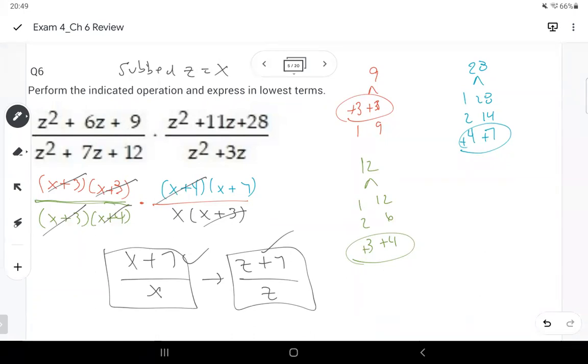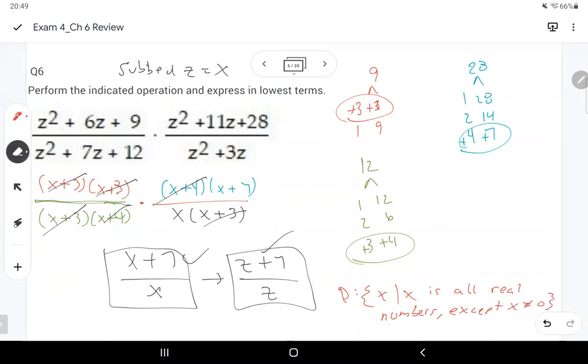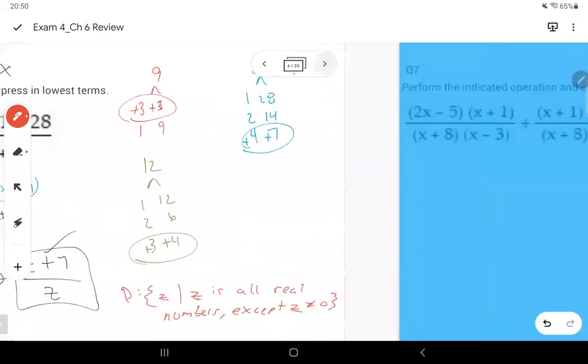And if you really, really want to be shocking to me, you can say something like domain x or z, whichever one you pick, is all real numbers. We'll make it a z. Excellent. Great job. Keep it up.